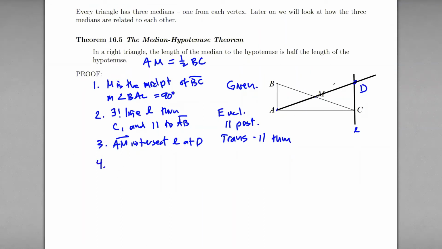Next, we have a few observations that we can make. The first is that if we look at the measure of angle 1 and the measure of angle 2, we can compare those to angles 3 and 4. Angle 1 and angle 4 are congruent because we have alternate interior angles here. So angle 1 is congruent to angle 4. We also have that angle 2 is congruent to angle 3.